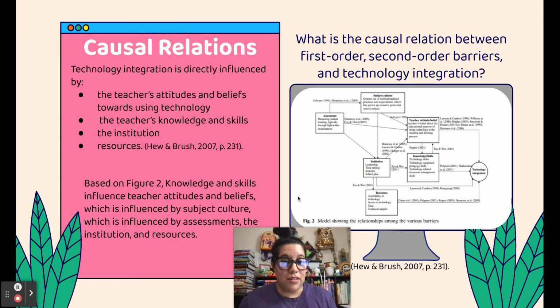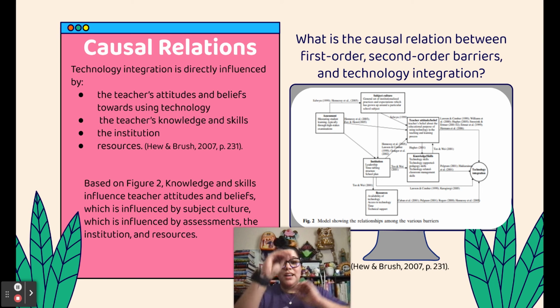But if you look at the figure, you can see teachers' attitudes and beliefs are directly influenced by subject culture and by assessment and by the institution and by the knowledge and skills. But knowledge and skills are also influenced by the teacher's attitudes and beliefs. And then the subject culture is influenced by assessments. An institution is also influenced by assessments, and resources are also influenced by the institution.